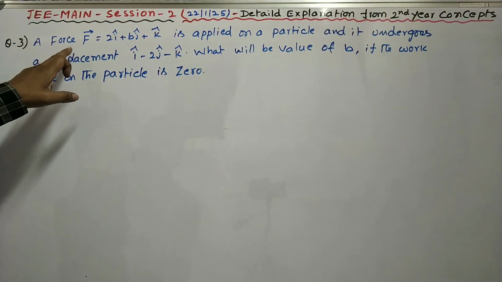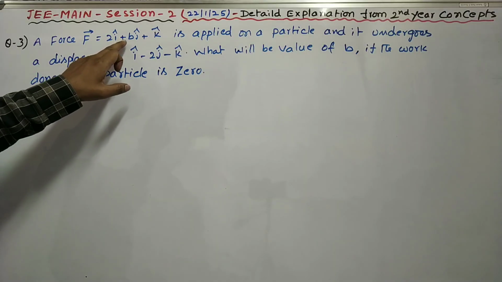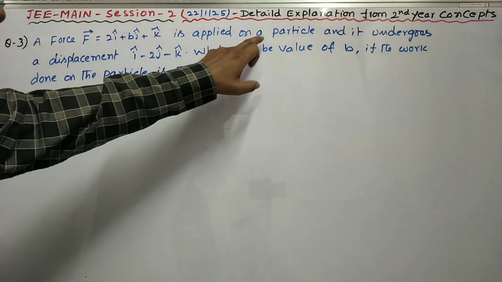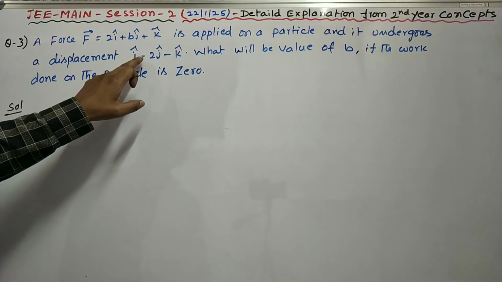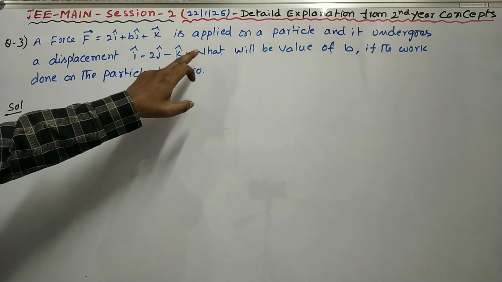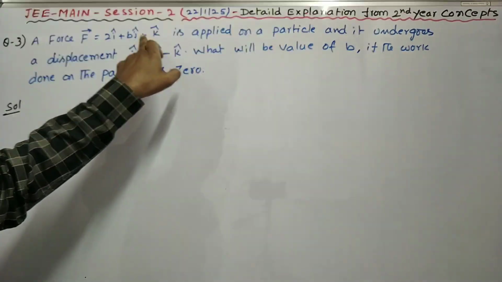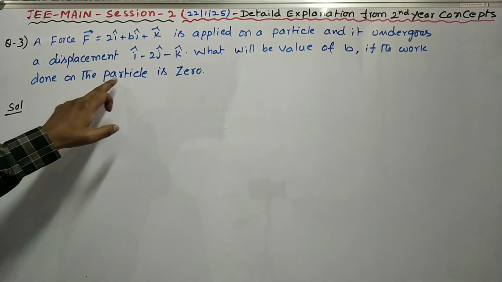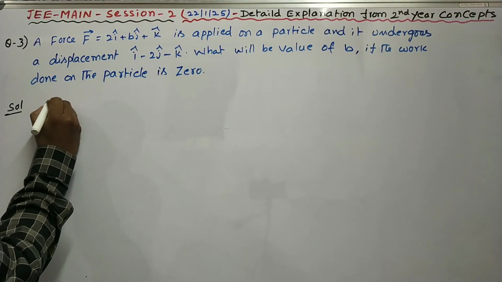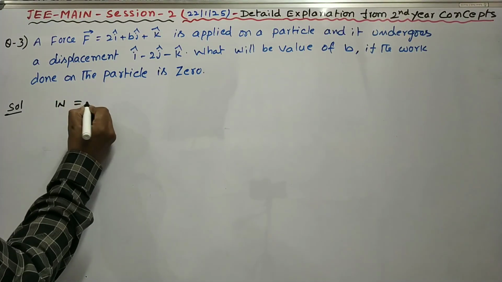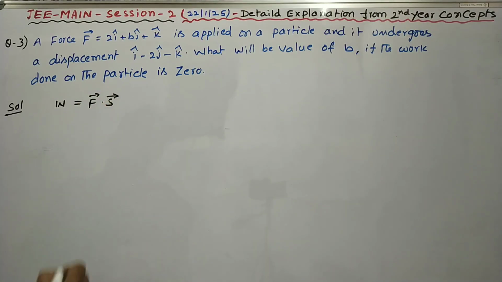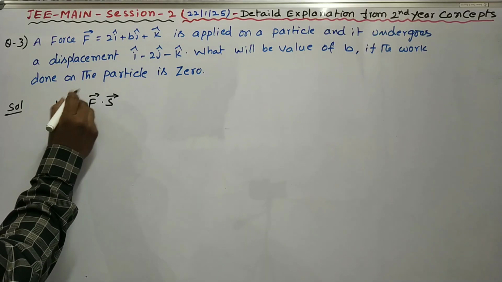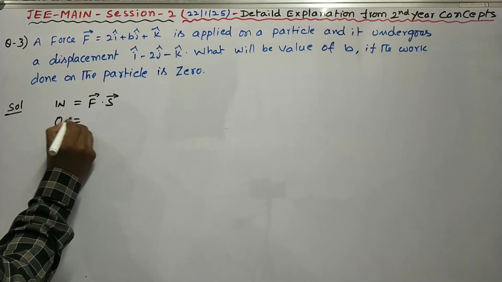The third question: a force F bar equal to I cap plus B J cap plus K cap is applied on a particle and it undergoes a displacement I cap minus 2J cap minus K cap. What will be the value of B, if the work done on the particle is 0? Work done is F bar dot S bar, the dot product of force and displacement. Moreover, work done is equal to 0.